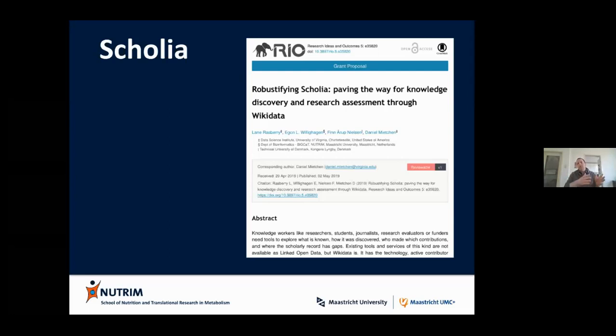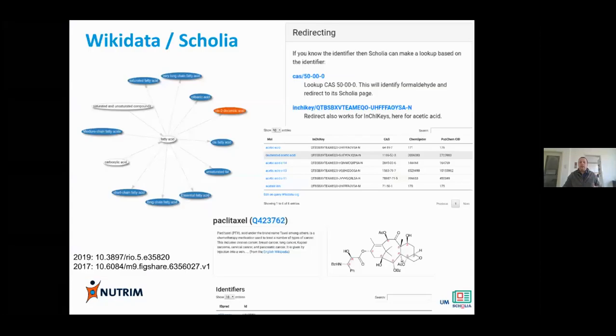So on the previous page, we only had information about acetic acid, but no information, for example, about the articles about acetic acid and when they were written, when the information was found, and so on. And Scholia is doing exactly that. And then we get visualizations like this.